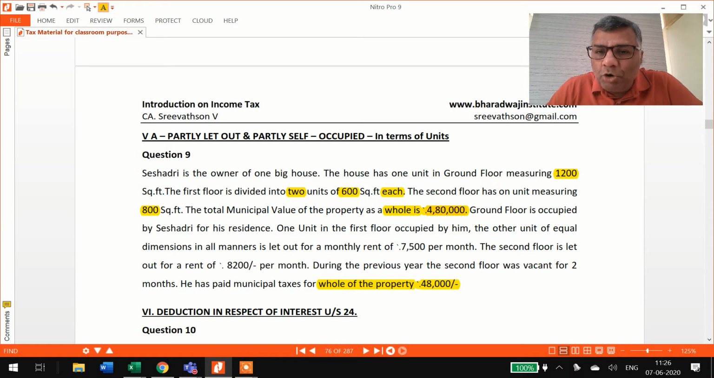Raja, 2 houses are actually let out. The benefit is there when all the 4 units are self-occupied. When 2 houses are actually self-occupied, for that the NAV is nil. 2 houses are actually let out, and for those 2 houses we should compute. Okay.